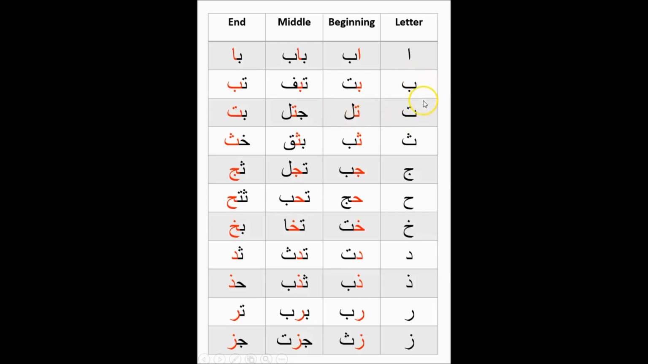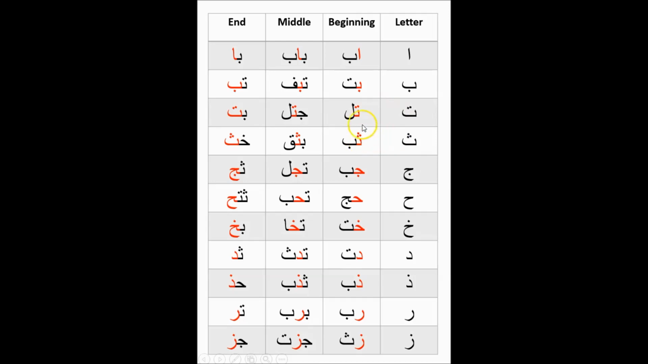Ta is similar. If you notice, these three letters, ba, ta, and tha, have the same sort of shape. The only difference is the dots. The ba has one dot underneath, ta has two dots on top, and tha has three dots on top. So these join on to letters exactly the same. The ta loses half of its length in the beginning of a word. Again, in the middle of the word, it looks exactly the same as it was in the beginning. However, when it's at the end of the word, then it looks in its original form, like this.